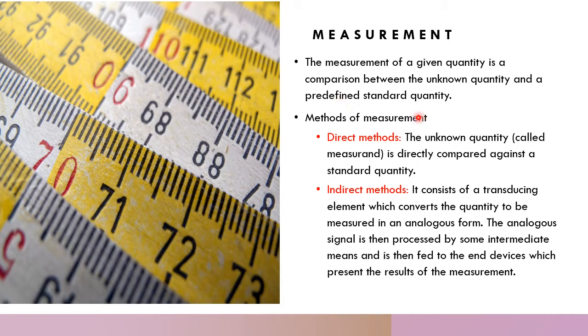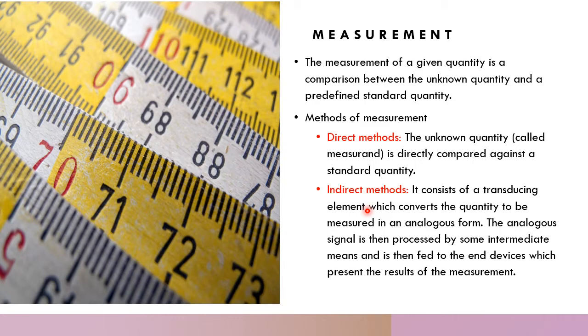The methods of measurement. There are two methods of measurement. First one is the direct method and the second one is the indirect method. In direct method, the unknown quantity is directly compared with the standard known quantity. The unknown quantity is called the measurand.